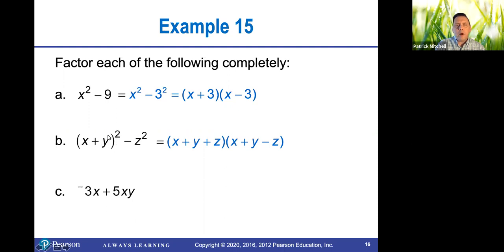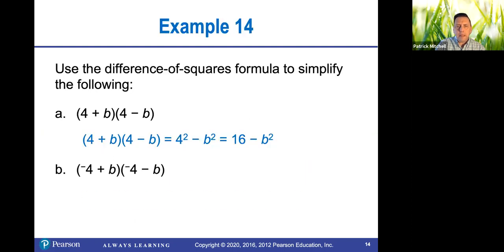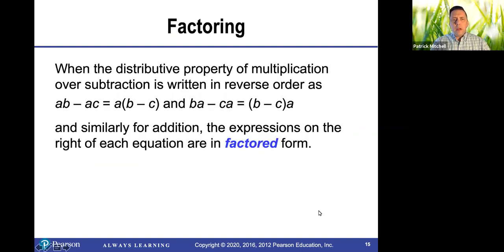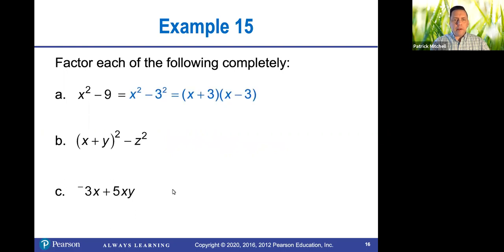Okay, so let's see, how did they write that formula? Did they write it in terms of A and B? Where did they do that? Yes, okay. So here's the formula, A plus B times A minus B equals A squared minus B squared. So in this problem, x plus y is playing the role of A, and z is playing the role of B. So instead of A plus B, we're going to get x plus y plus z. And instead of A minus B, we're going to get x plus y minus z.